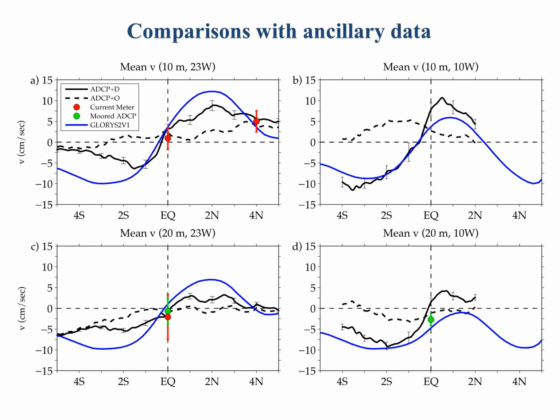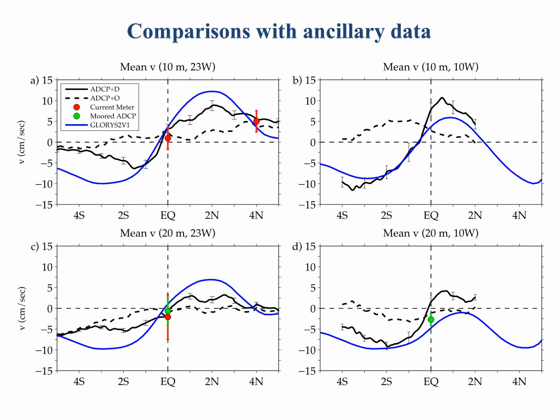Right. Well, that's all wonderful, and now we can see we have these ancillary data sets that we can use to get an estimate of how good this extrapolation with the ADCP plus V is. This is showing you the velocity as a function of latitude at 10 meters at 23 west, 10 meters at 10 west, and then at 20 meters depth at 23 west and 10 west.